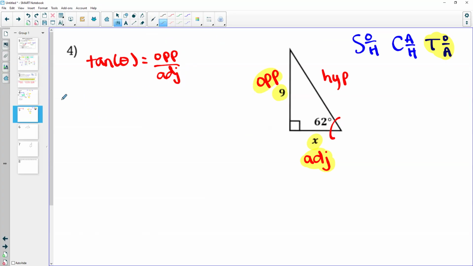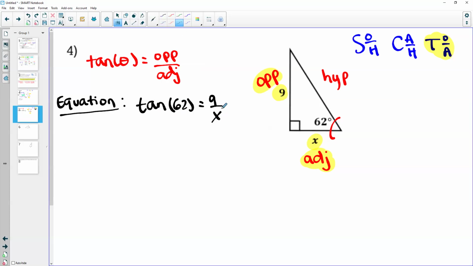So if we're going to set up our equation here, then we're just going to plug in our values. Our equation is going to be tangent of theta, which is your angle of perspective. Theta here is 62 degrees. So we have tangent of 62 is equal to opposite over adjacent. Opposite is 9 over the adjacent, which is x. So there's your setup for your equation.